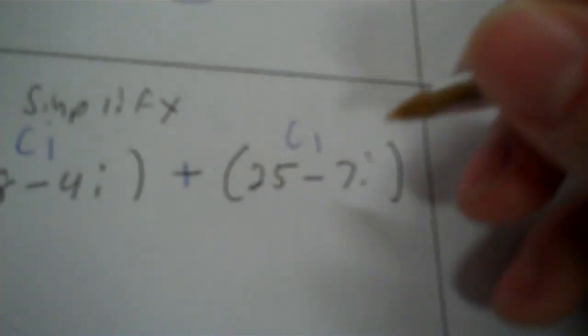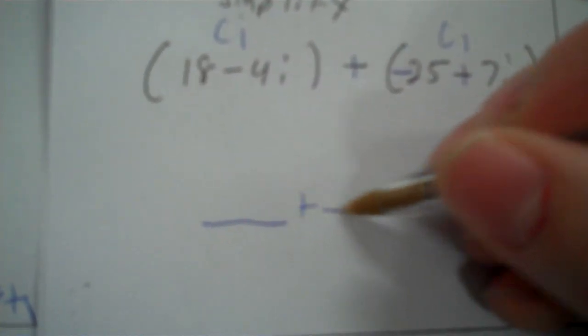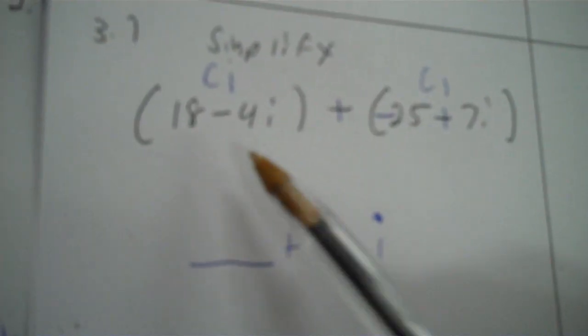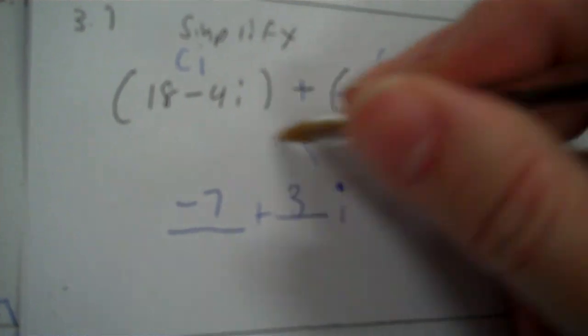Okay, subtraction of complex numbers is the same thing. You need to make it positive, and then everything in the second quantity changes to opposite. So 25 is negative, 7 is positive. So blank plus blank i. So the constants, 18 plus negative 25 is negative 7. Negative 4 plus 7 is 3.